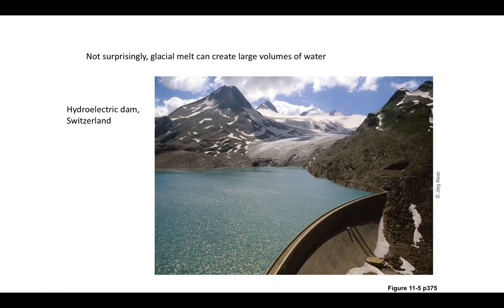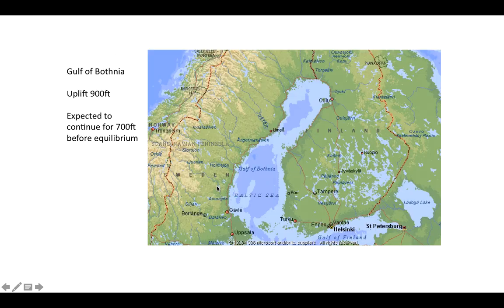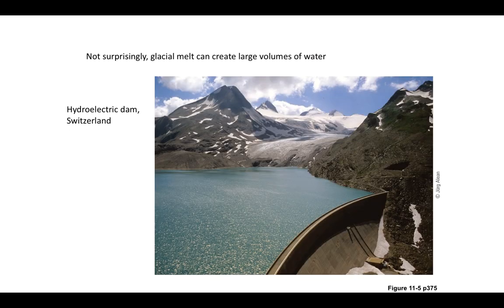Okay, so glacial melt, not surprisingly, can create large volumes of water. In a whole lot of countries like Sweden or Norway or Switzerland, where you have high elevation, mountains, and pretty cold temperatures, you're going to have a whole lot of fresh water as a result. Now, you can use that fresh water for, obviously, water, which we all need, but it's also a source of energy, and it's a major source of energy.